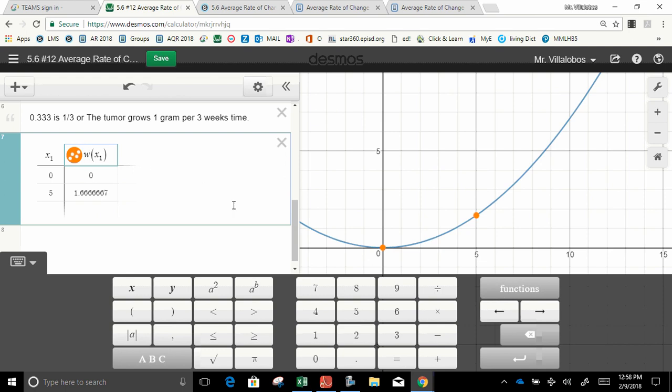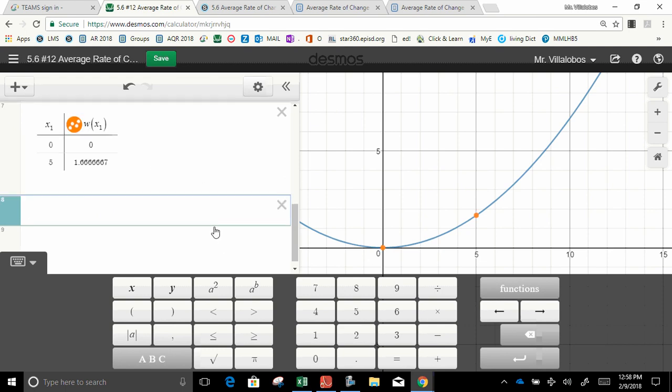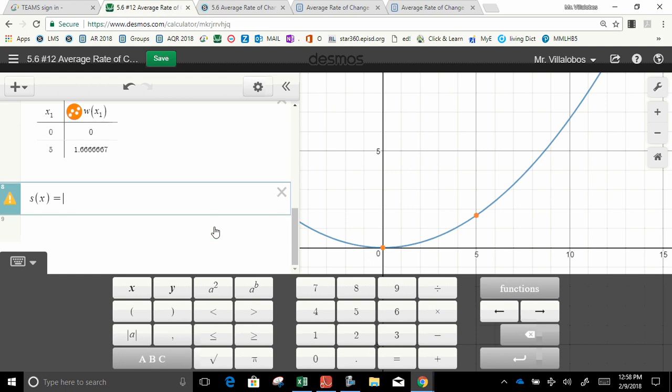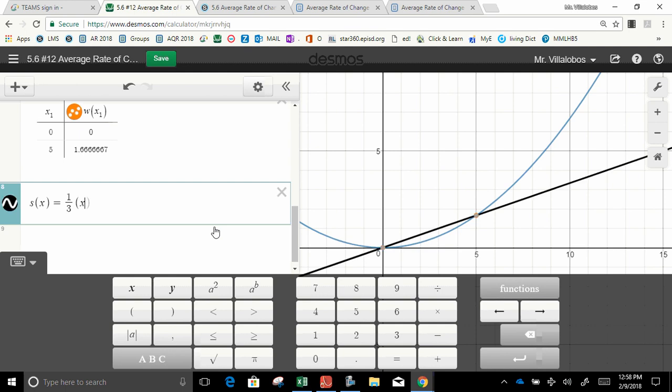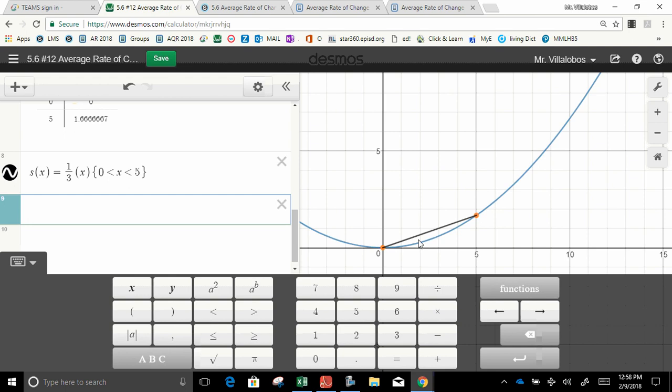So there's my graph. Now, to write a secant line, you have to do secant of x equals, what did I say? 1/3? 1 gram per 3 weeks. Open parentheses. Then you have to decide what point you want to use. I can use 0, 0, which would be 1/3 x. I could leave it like that. And then I could tell you it's from 0 to 5 weeks. And that's your secant line right there. It's a secant chord because I cut it off the line.